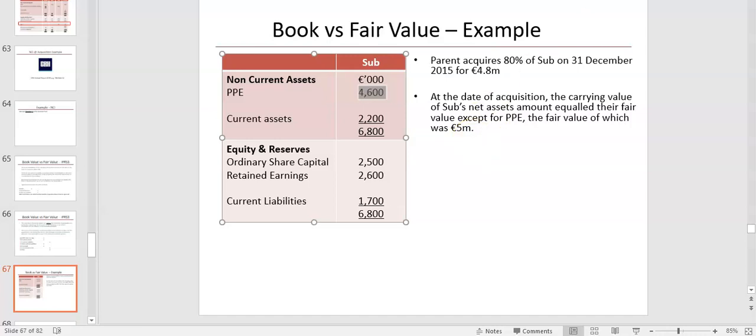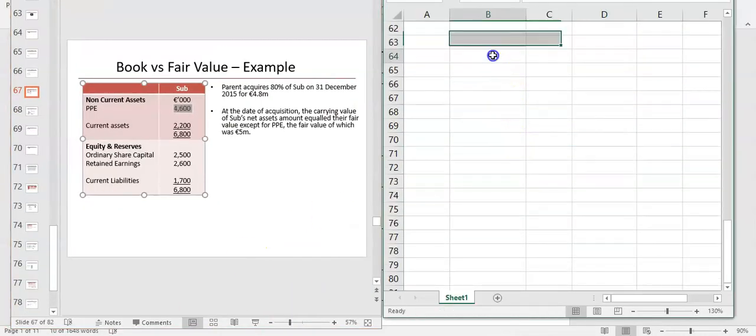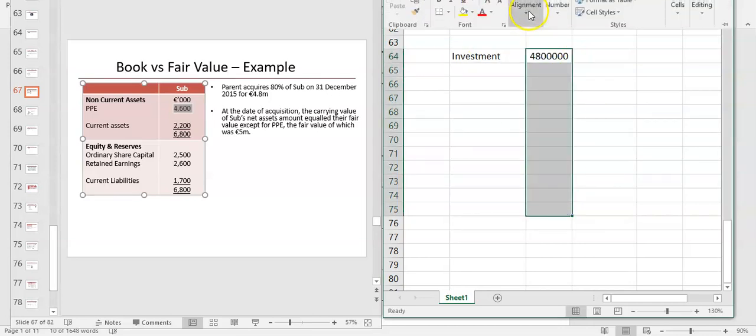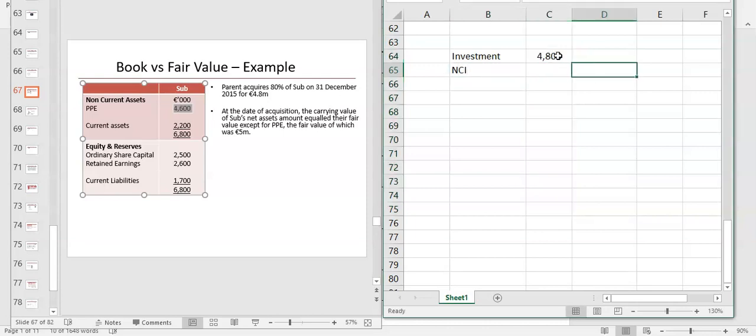So how we do this, and we'll look at it from a calculation perspective first, and then we'll look at debits and credits. The investment here is 4.8 million. We'll just do it in full figures to make it easier to follow, dropping the last 3 zeros to be consistent with the slides. Then you have an NCI. We don't know what it is, but we know it's 20%, because if the parent acquired 80%, you have an NCI for 20%.